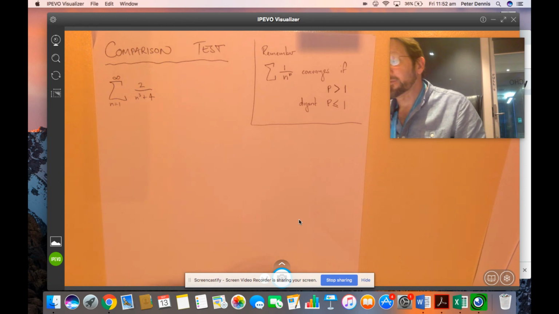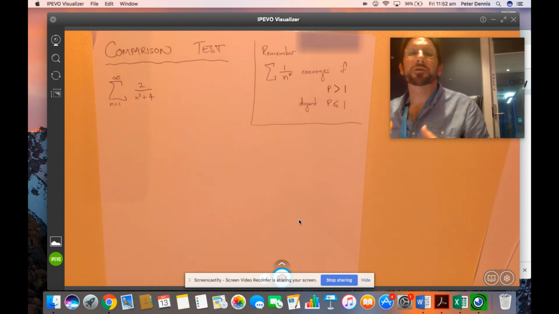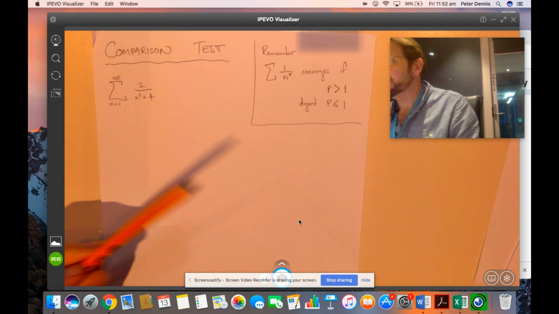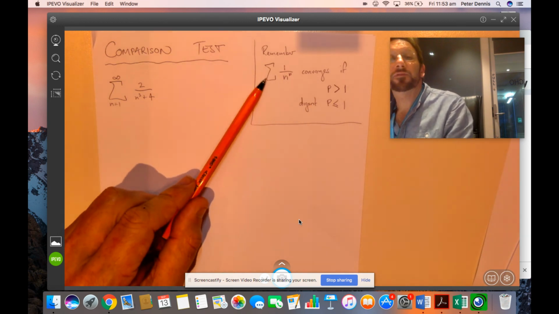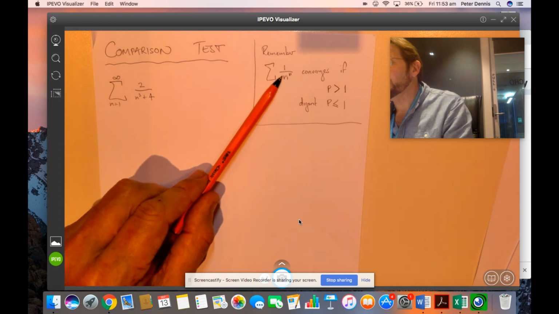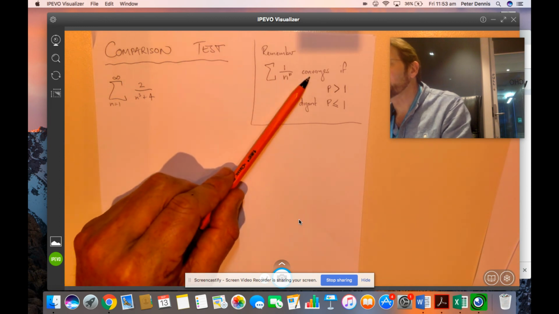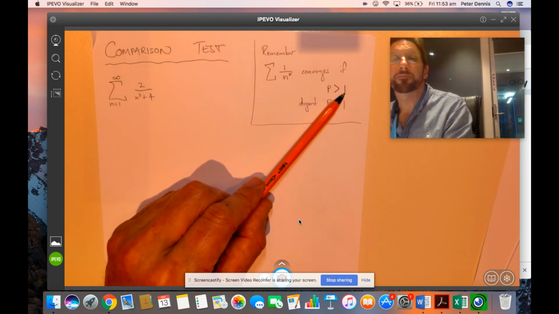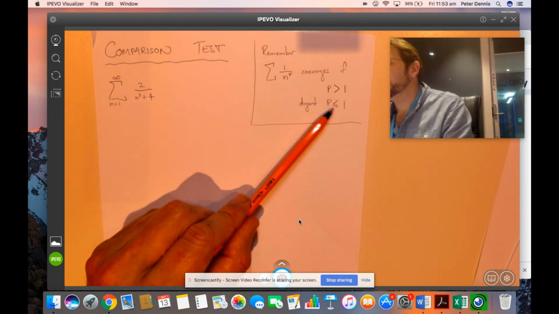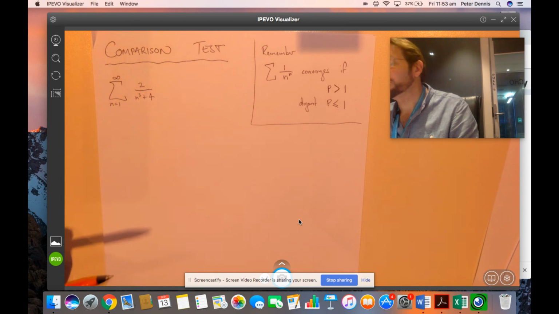Okay, let's look at this comparison test. For the comparison test, we're often going to use what's called the p-test. Remember that the sum of the series of 1 over n to the power of p converges if p is greater than 1, and it's divergent if p is equal to or less than 1.